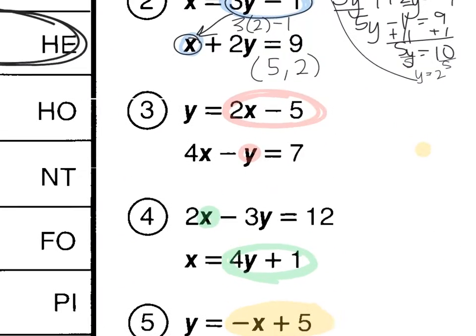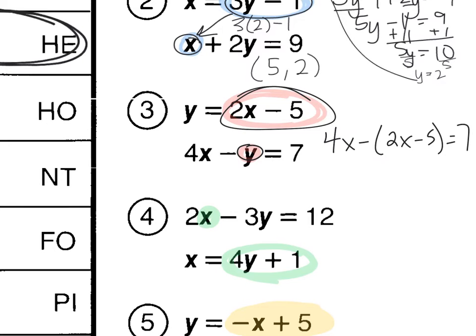Okay, number 3 is substitution. As you can see, I already wrote it. We're going to take the 2x minus 5 and replace it with the y. However, because there's a negative, I need to put a parenthesis, because I'm going to distribute the negative, which is a negative 1. So 4x, take away 2x, plus 5 equals 7.